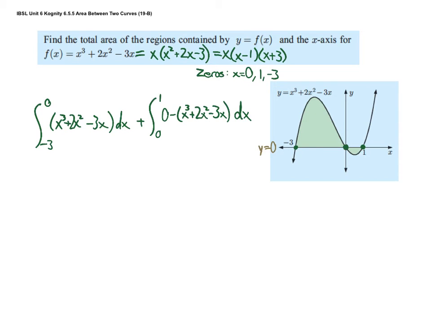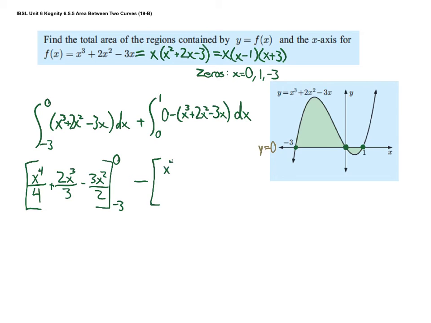And then you can find those integrals. x to the 4th over 4 plus 2x cubed over 3 minus 3x squared over 2, evaluated from negative 3 to 0. And then I'm going to pull that negative out in front, so it's going to be minus the same thing, x to the 4th over 4 plus 2x cubed over 3 minus 3x squared over 2, evaluated from 0 to 1. I just pulled the negative out in front from the 0 minus this.